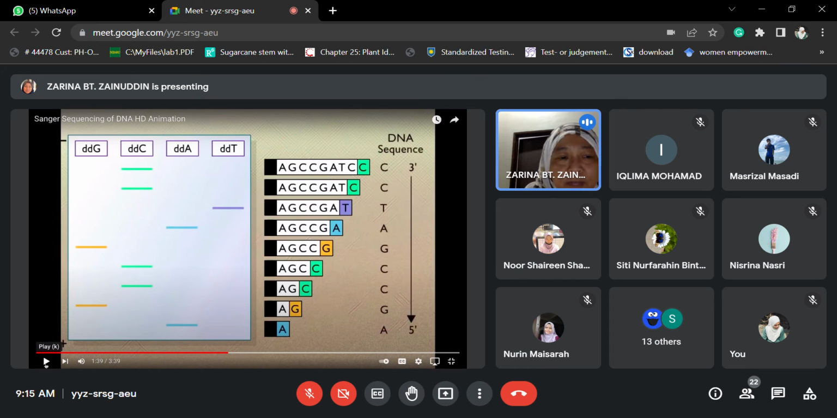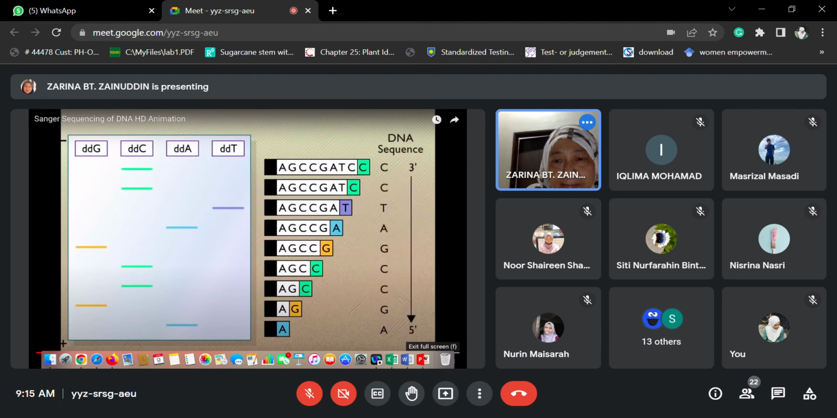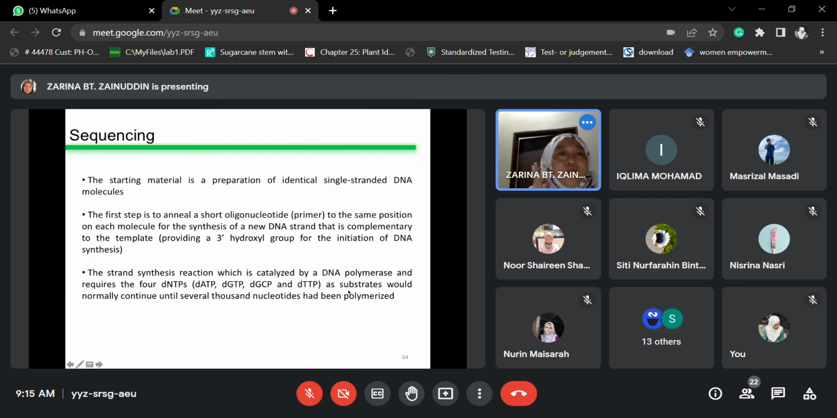Okay, so now you get the result based on what you read at the bottom. So this is the sequence, the DNA sequence. Okay, any question? Okay, so I will explain the process.